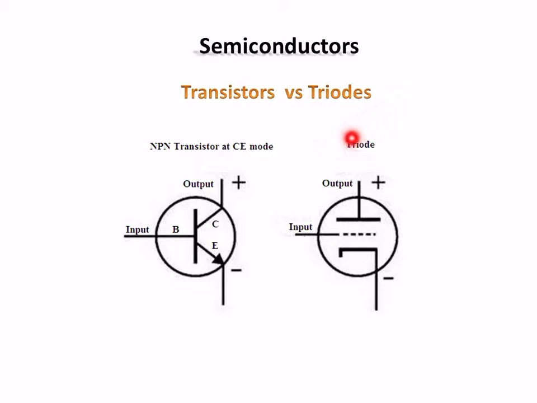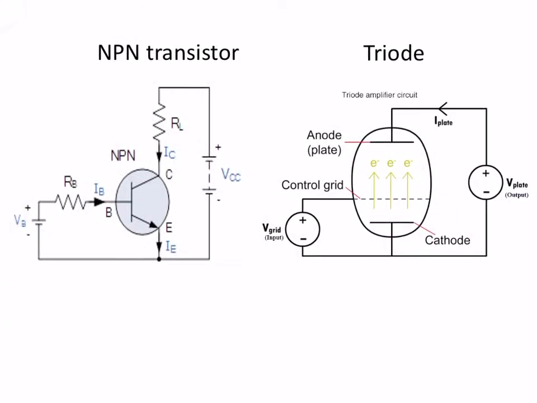Whereas in triodes there are three components: this is the cathode, this is the anode, that is the anode plate, and this is the input, the control grid. We will see this in the detailed diagram. So here we see the NPN transistor and the triode. For the NPN transistor, this is the base resistance, that is input resistance, input voltage, input current. This is the base, the emitter is grounded, this is the emitter current, then the collector current and the load resistance. Here we derive the output, this is the output potential, this is the collector.